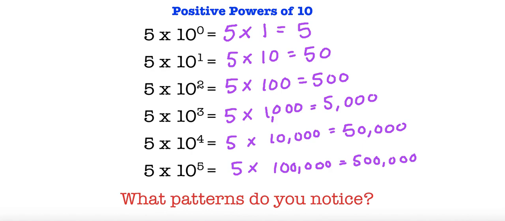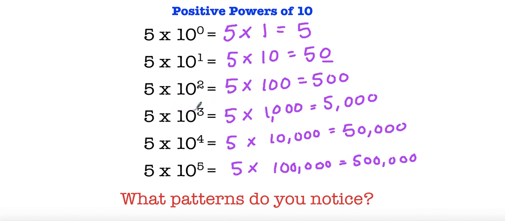So take a look and see if you see any patterns. When we multiplied by 10 to the power of 0, notice that our number did not change. It's the same thing as 5 times 1. Here, I have 5 times 10 to the power of 1. Notice now that I have 1 zero.